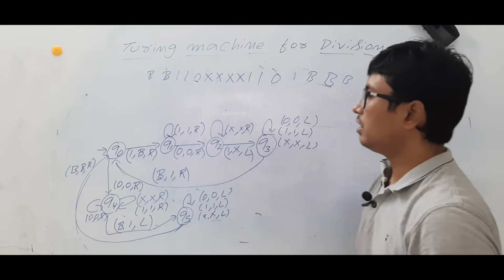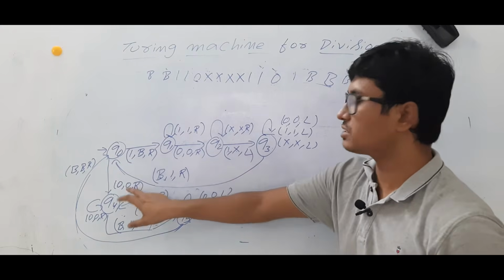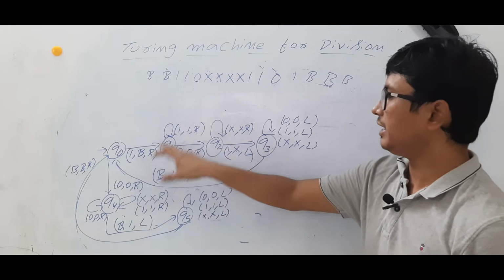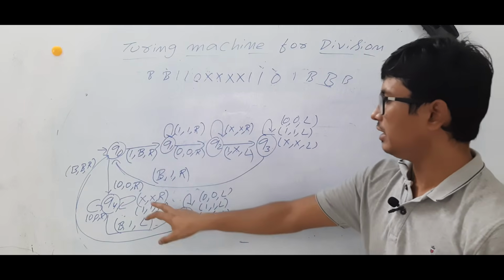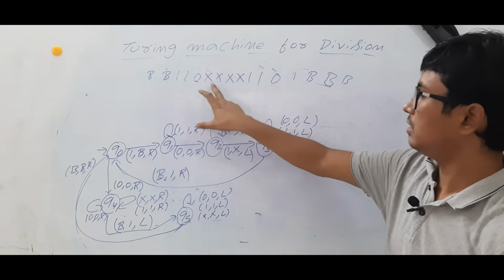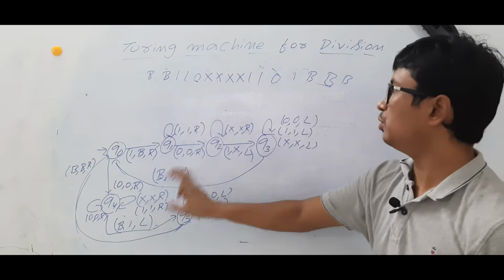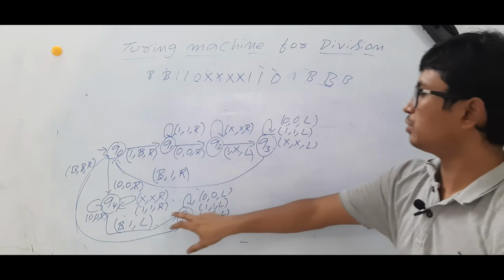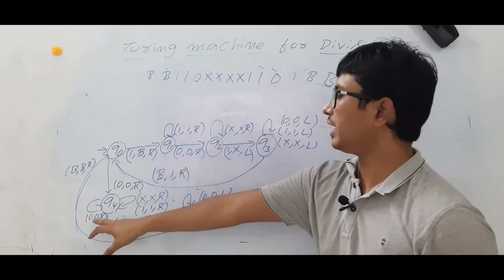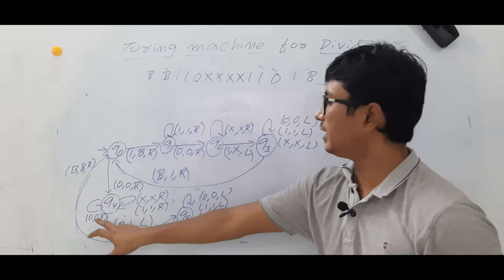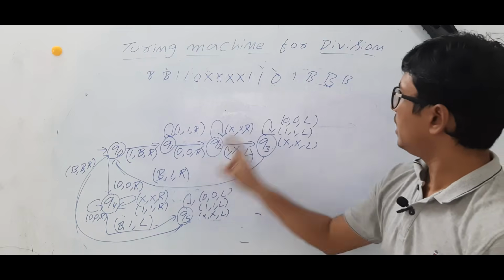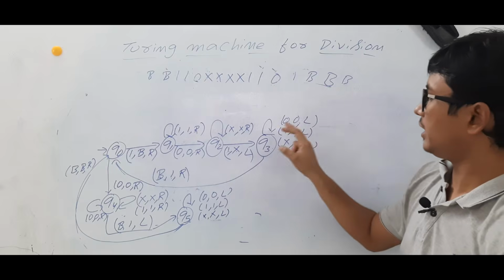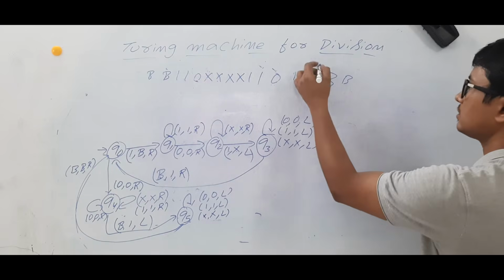Q0. In Q0, again if you get a 0, make it as 0, move to the right. Any number of x's, you make it as x, move to the right. Any number of ones, make it as 1, move to the right. If you get a 0, make it as 0, move to the right. And still you are getting a 1, make it as 1, move to the right. Now you got a blank.